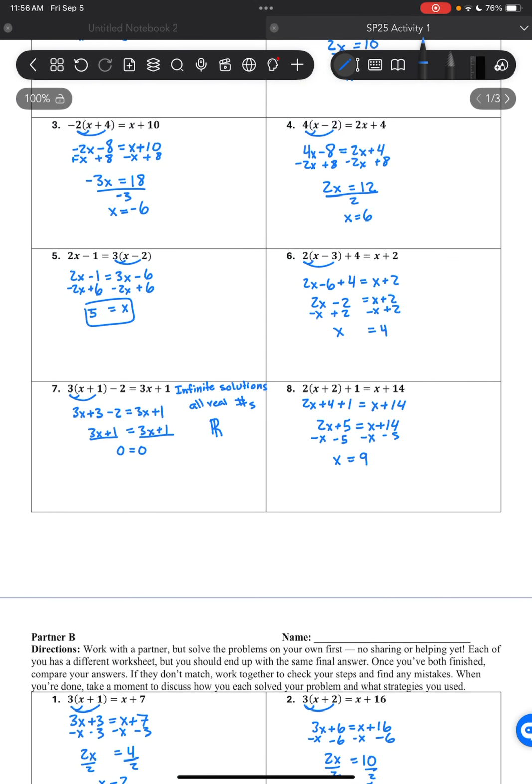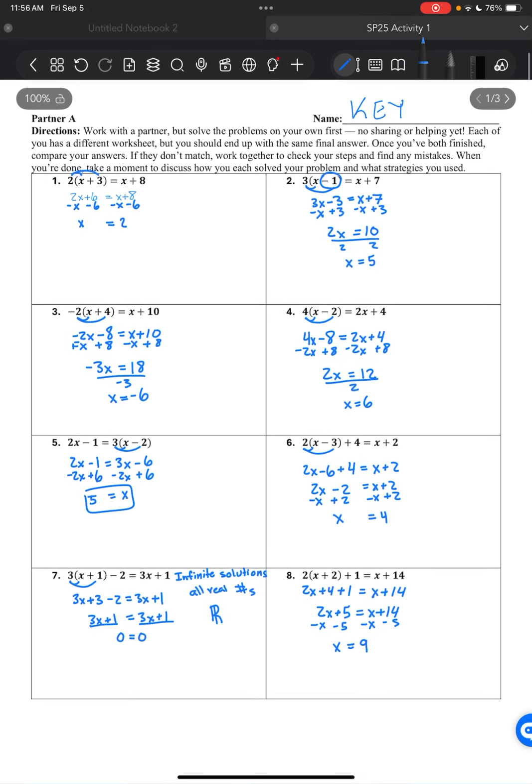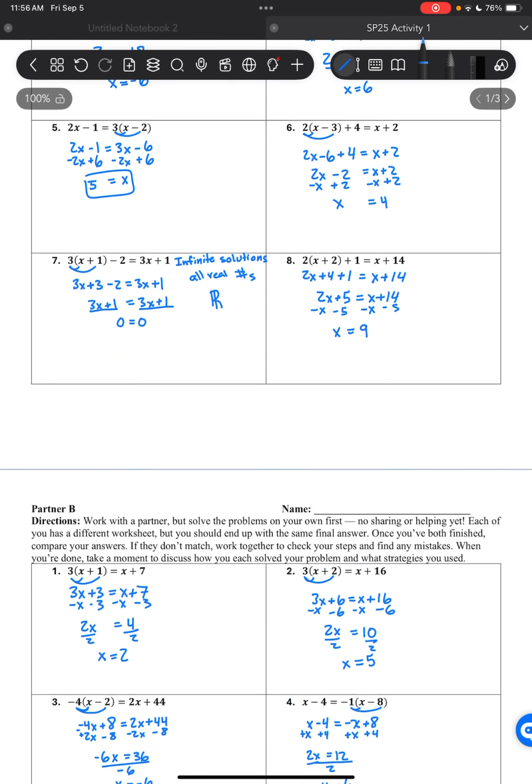Now through here, our answers should be the same. Again, you were solving different equations and solving for x. However, you got the same answer no matter what.